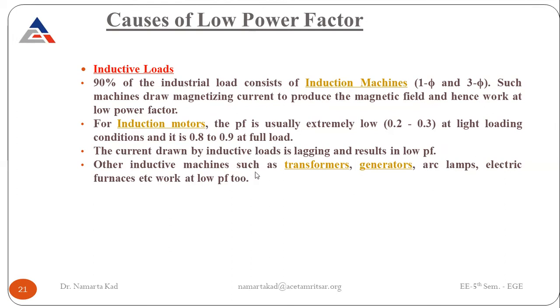And the other inductive machines such as transformers, generators, arc lamps, electric furnaces, etc. also work at low power factor. So these are some other machines which also contribute to the low power factor, because all these machines are also inductive in nature. That's why it gives us the lagging power factor, which results in decreasing the overall power factor.